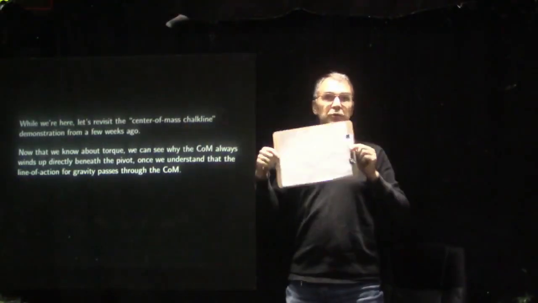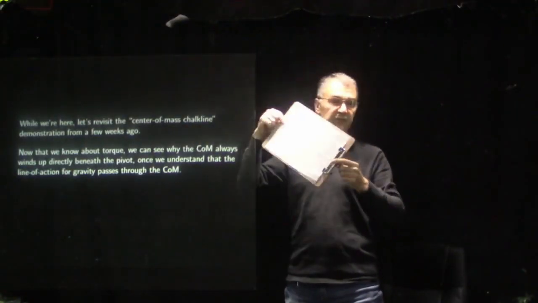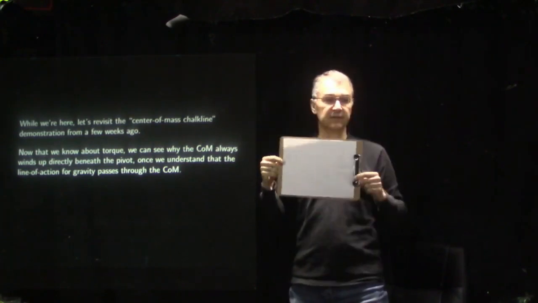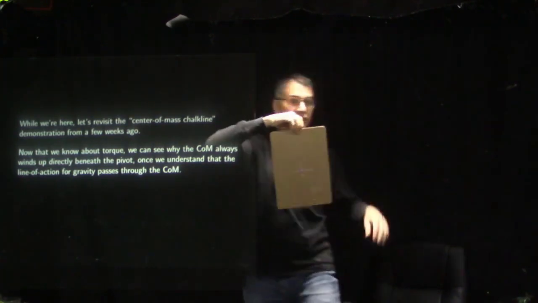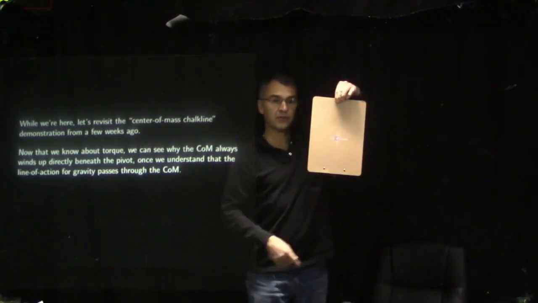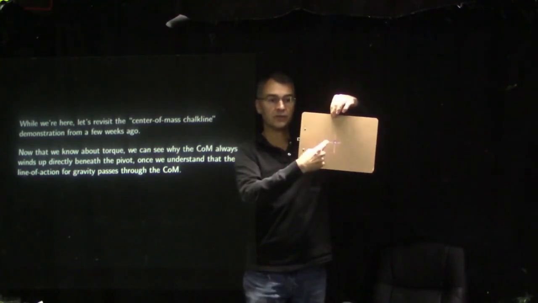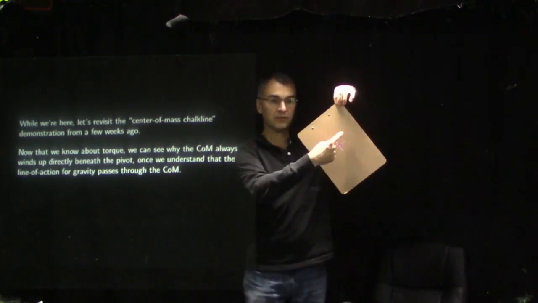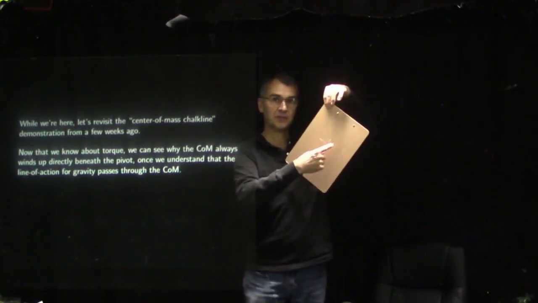I have here a clipboard, and it has a clip on one end, which is why the center of mass is a little bit toward this side from the actual center. So then notice that if I hold it here, the center is directly below. If I hold it here, the center is directly below. If I hold it over here, the center is directly below. If I hold it up here, the center is directly below.